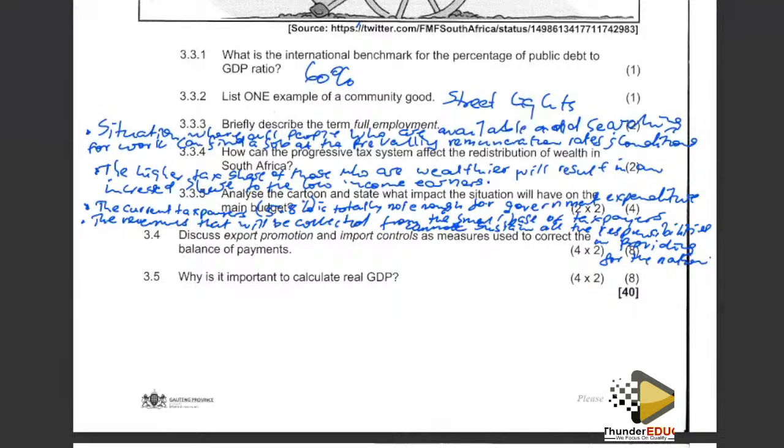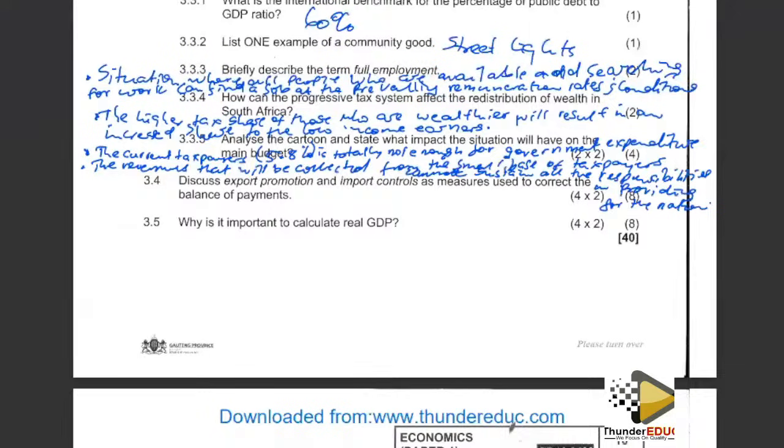Okay, right. So now grade 12s at this level, now we have landed on question 3.4. Okay, right. So now if we check, 3.4 says discuss export promotion and import control as measures used to correct the balance of payment. So now under export promotion, we can actually say that imports will be discouraged as more locally produced goods are normally taken into account. And also, the export promotion can be used to ensure that more goods and services are locally produced.